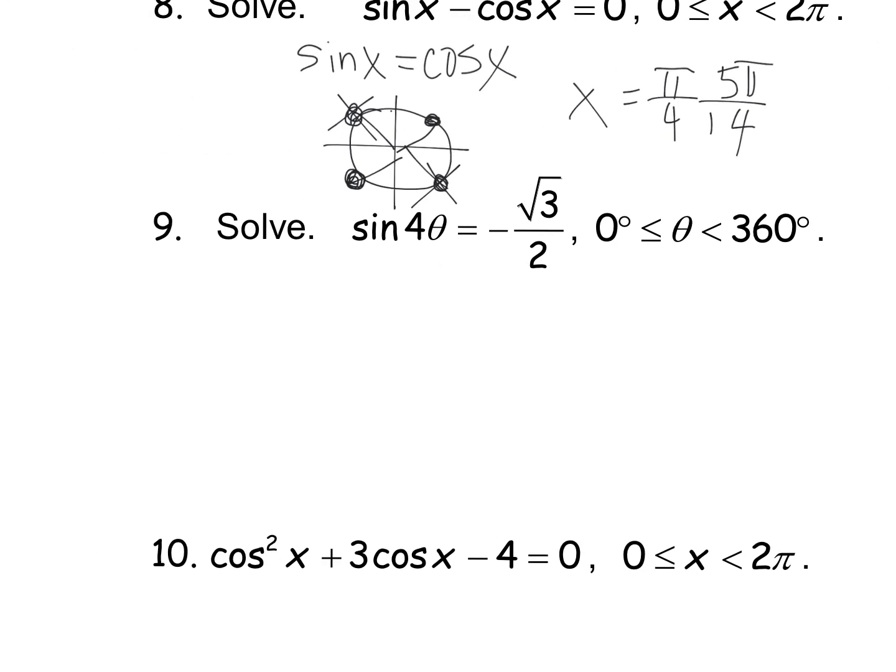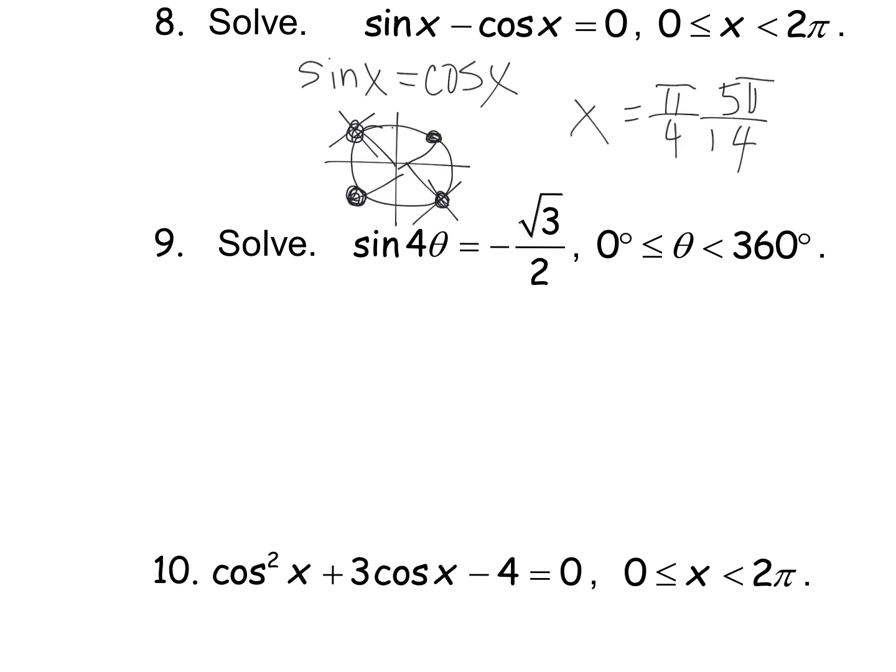Okay, so for number 9, this is where we think of all of that 4 theta as our angle, and we're asking what angle has a y value of negative root 3 over 2. So mechanically, like I said in class, just like the procedural, you take whatever your angle is and move it to this side of the equation. You have it like this. And where is our y value negative root 3 over 2? Well, first off, our reference angle, where our y value is root 3 over 2, is pi over 3.